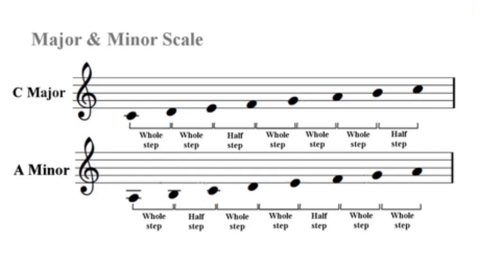But for a technical term, we would call this a relative key. So for every major scale, there is a relative minor scale, and vice versa. A minor is the relative minor scale of C major. So although they are two different scales, they share the same notes, and the only real difference is the context behind the two of them.